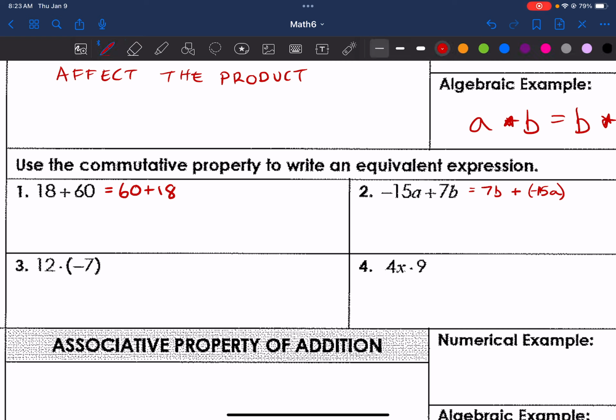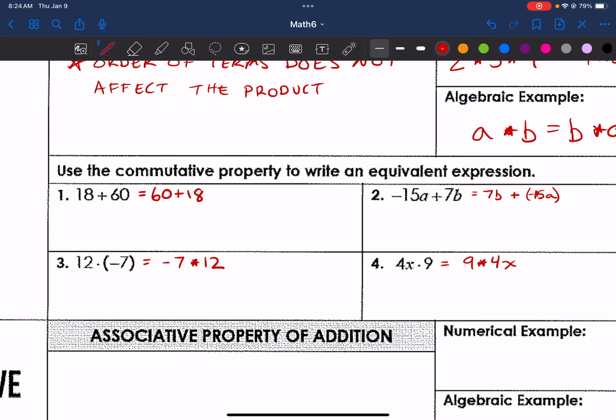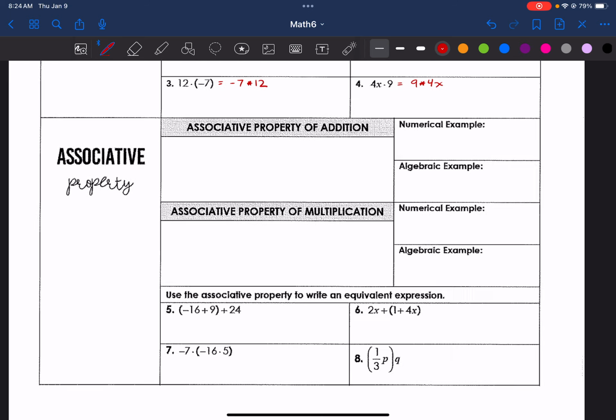Go ahead and try number 3 and 4. You can pause the video here until you're ready for the answers. Okay, now that you've tried them, you can do negative 7 times 12. And for number 4, we have a couple different options. You could do 9 times 4x, but in between this 4 and the x is also multiplication. So you could have had x times 4 times 9, right? It looks a little odd, so we're going to leave it like this. But you have options here, and it will not change the answer.